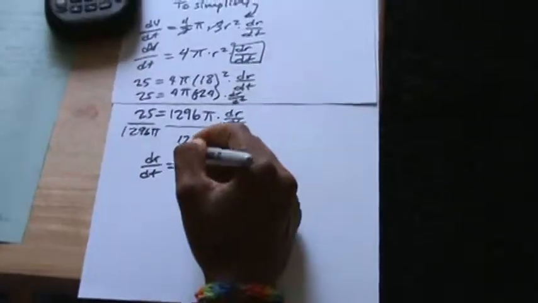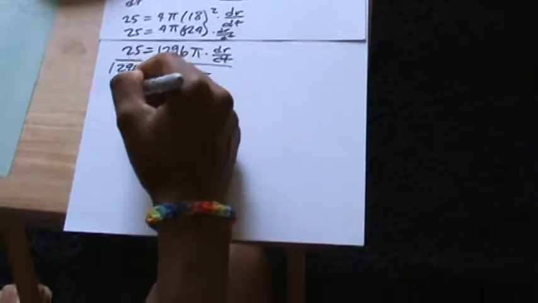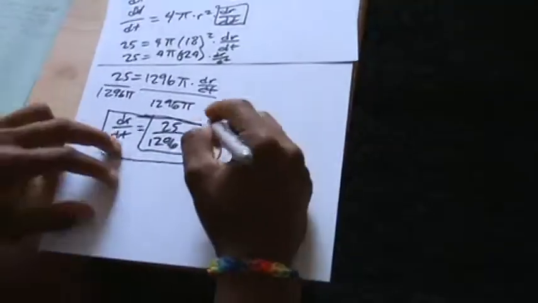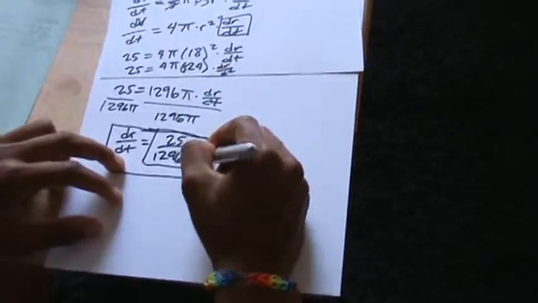And to explain what this answer means, well, that's the answer. The rate of change of the radius when the radius is at 18 inches would be 25 over 1296 pi, and the units would be inches per second. That's all.